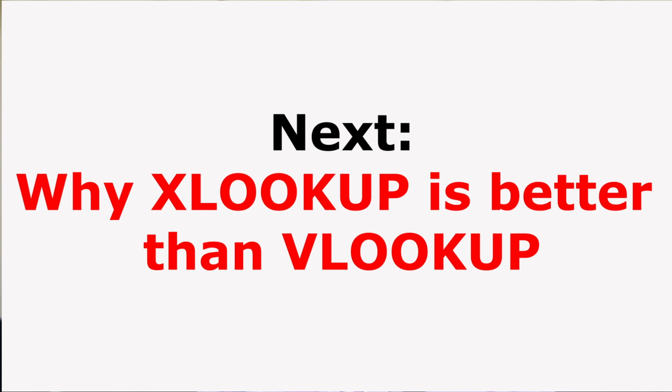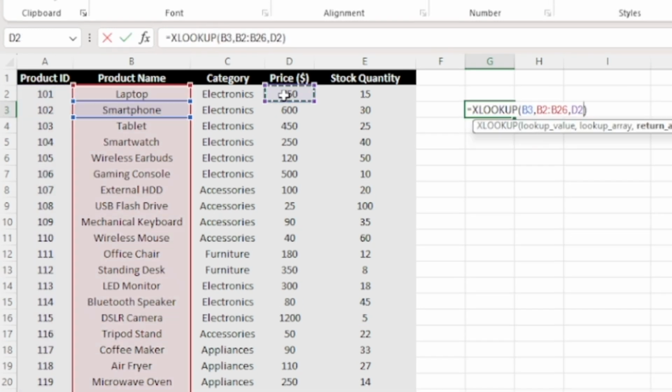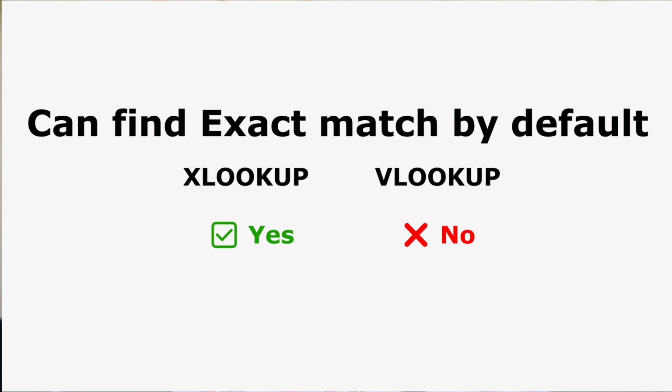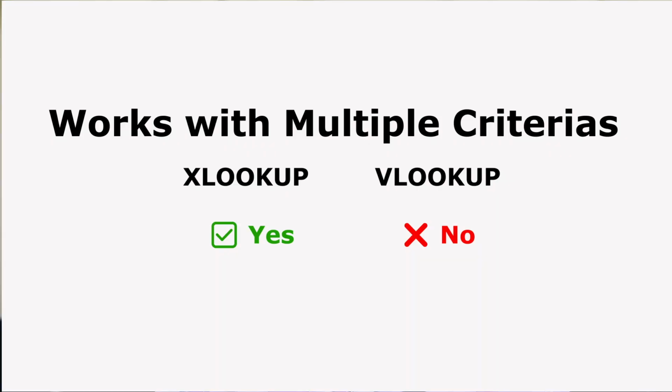Now, let's discuss why XLOOKUP is better than VLOOKUP. Number 1, XLOOKUP searches left and right, but VLOOKUP cannot. XLOOKUP finds the exact match by default, while with VLOOKUP you have to specify. XLOOKUP supports error handling. For VLOOKUP, several errors might occur due to minute mistakes made. The last but not the least reason why XLOOKUP is better than VLOOKUP is that XLOOKUP works with multiple criteria. With all these advantages, XLOOKUP is the future.